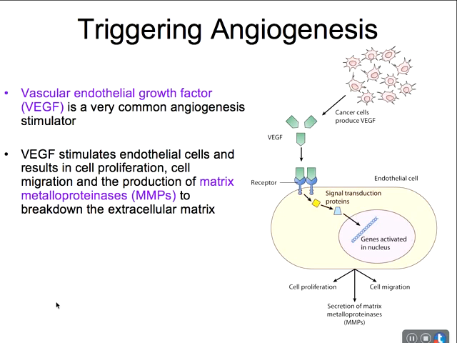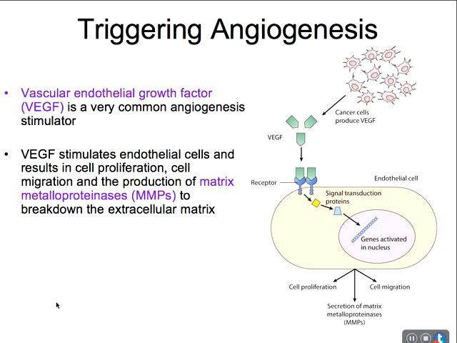So it works through a signal transduction cascade just like we've seen before. VEGF, released by the cancerous cells, binds to a receptor. It then triggers a signal transduction cascade that eventually changes the expression of genes in those cells. The change in the expression here triggers several things. We know cell proliferation is involved, but probably the most important one for angiogenesis is the production of these proteins called MMPs, matrix metalloproteinases. Why are these important? Because they break down the extracellular matrix.